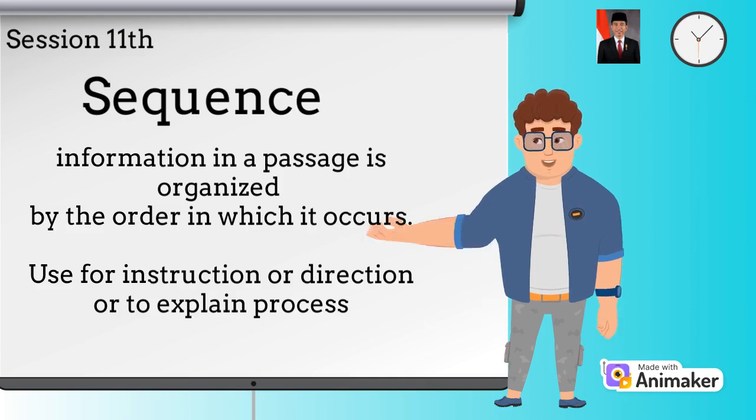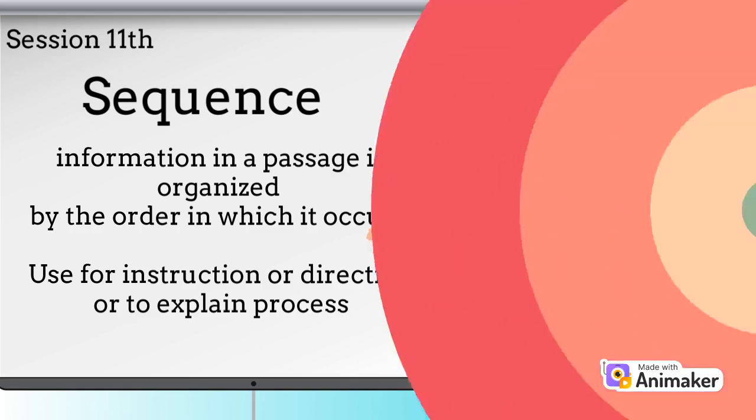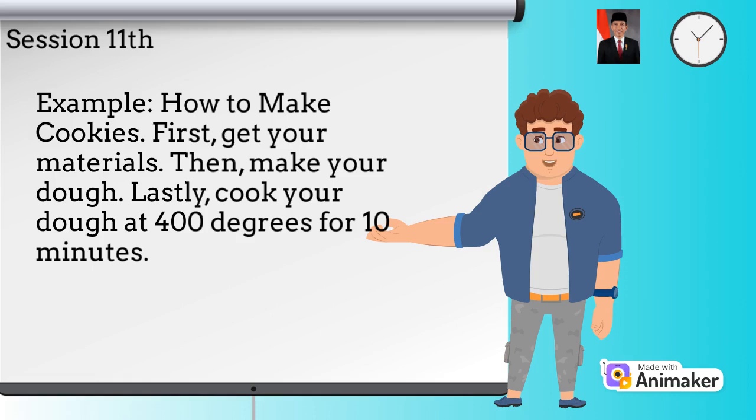For example, if I describe how I got home and cooked cookies, the details are arranged chronologically. The incident happened in my kitchen at some point in the past. Example: how to make cookies. First, get your materials. Then, make your dough. Lastly, cook your dough at 400 degrees for 10 minutes.